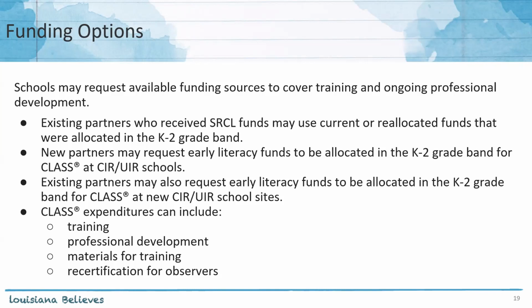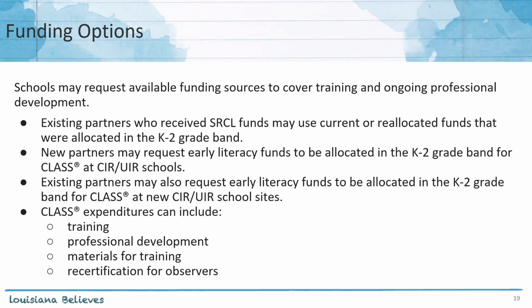New partners, there are some ways you can request early literacy funds for CIR and UIR schools in the K-2 grade band, so that would cover class. Existing partners, you're also open to that as well for any new school sites or new classrooms or new training that you would like to do. Keyword there is new.